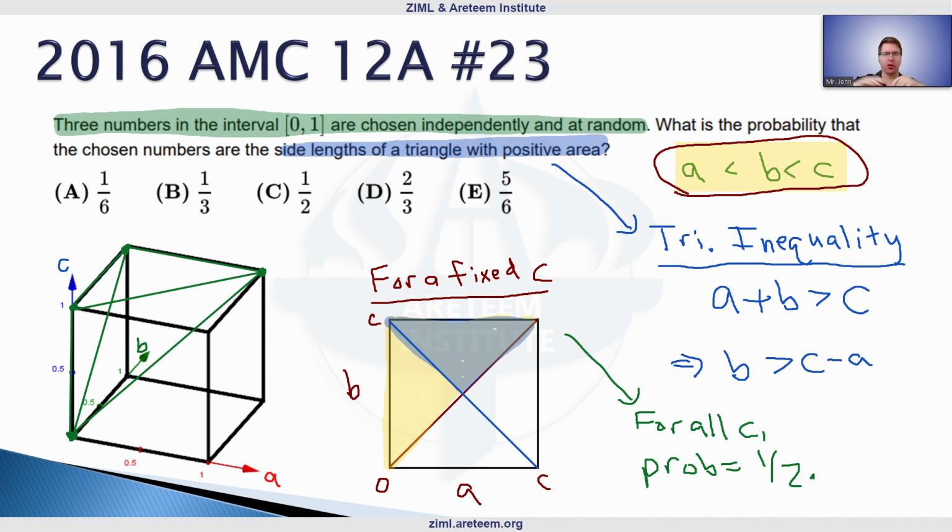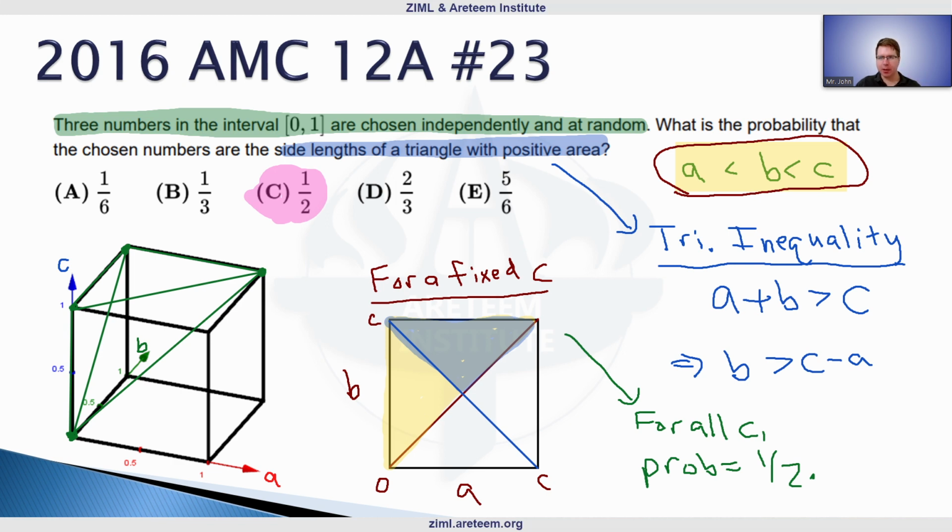For example, if you had some complicated things where this happens or this happens or this happens, but regardless, at the end, if you were flipping a coin and it was heads or tails with probability 1/2, you don't really care about the details of the different cases. That's what's going on here. No matter what C is, for the other two sides, there's always a 1/2 chance of it working. So that gives us a 1/2 chance in total.